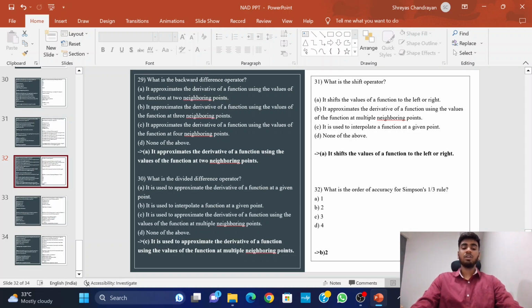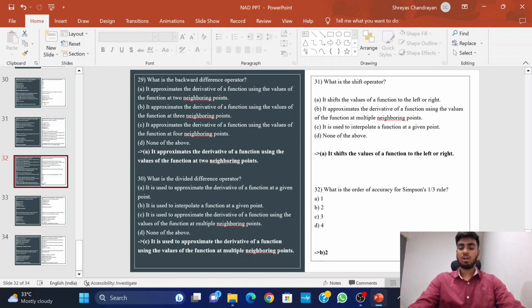neighboring points. Question 30: what is the divided difference operator? A, it is used to approximate the derivative of a function at a given point. B, it is used to interpolate a function at a given point. C, it is used to approximate the derivative of a function using the value of the function at multiple neighboring points. So the correct option is C, it is used to approximate the derivative of a function using the value of the function at multiple neighboring points.